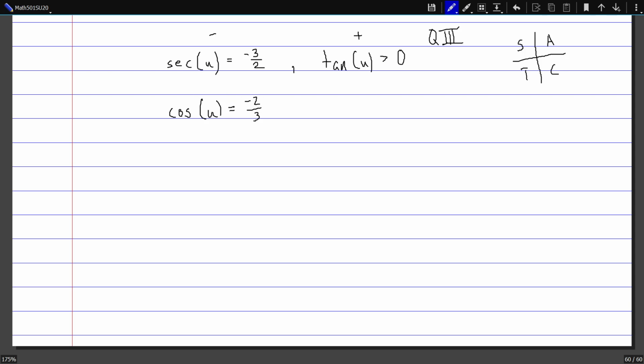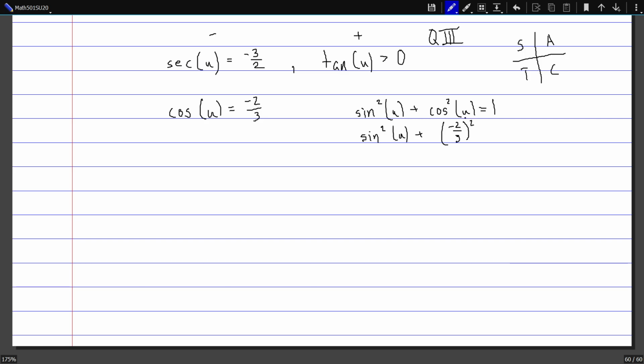Well, one of the things that I like to do is once I have either cosine or sine, I like to go ahead and go to my Pythagorean identity. Sine squared U plus cosine squared U equals 1. And we'll solve for the missing part. So we have sine squared U plus, I'm going to replace cosine with its value, so this will be negative 2/3 squared.